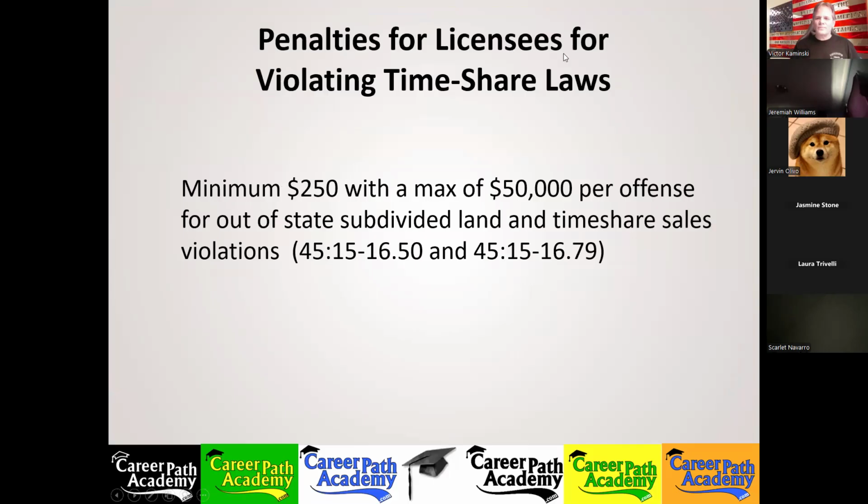Okay, so the penalties for violating timeshare laws, which in New Jersey can be pretty strict, is a minimum $250 fine with a maximum $50,000 fine per offense for out-of-state subdivided land and timeshare sales violations, which also applies to large in-state subdivisions.